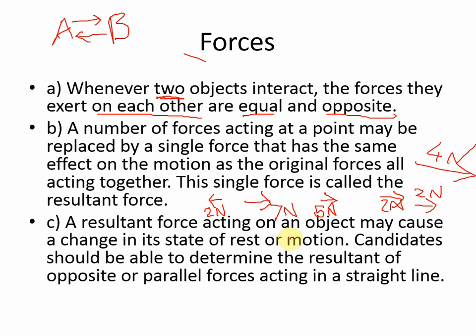A resultant force acting on an object may cause a change in the state of rest or motion. In other words, if there's a resultant force, that leads to change, so it's either going to accelerate or it's going to change direction. Changing direction is an acceleration, so it's going to either change direction or change velocity. That's what's going to happen there. It says over here that you should be able to determine the resultant force of opposite or parallel forces acting in a straight line, and that's what we've just done over here. Excellent. Let's keep going.